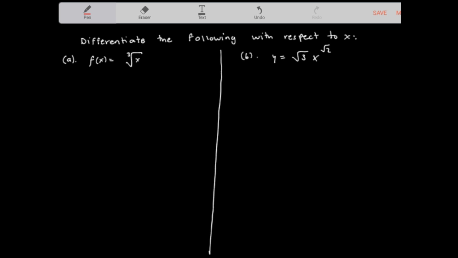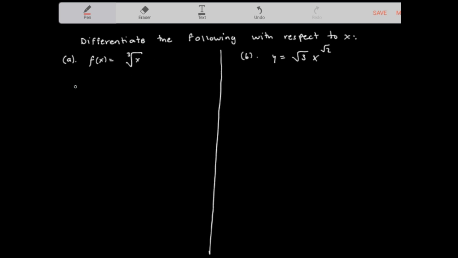All right, let's differentiate the following with respect to x. If we consider part A, where f of x is equal to the cube root of x, we're going to differentiate using the power rule. So to use the power rule, I need to change this radical into an exponent.